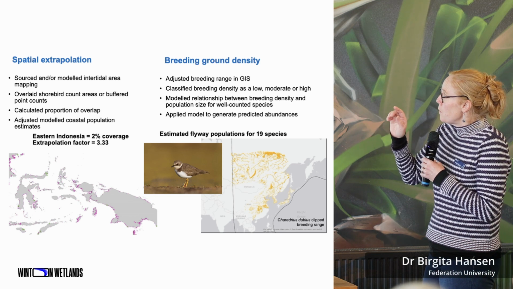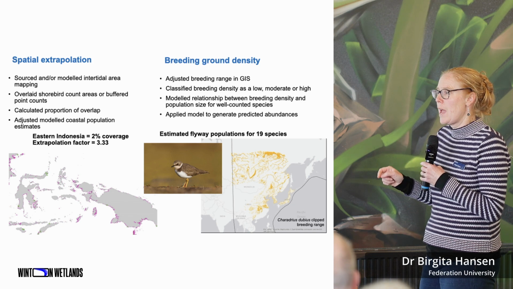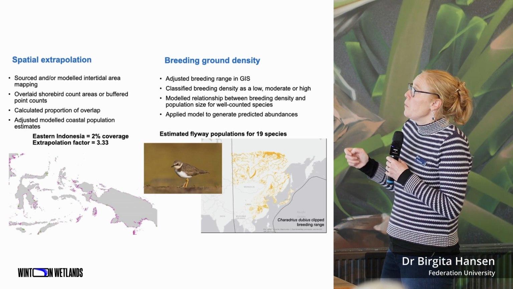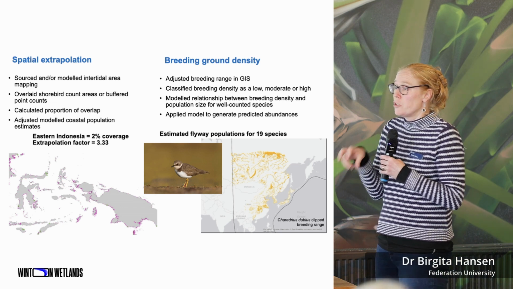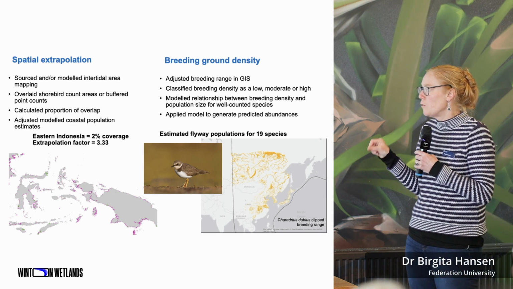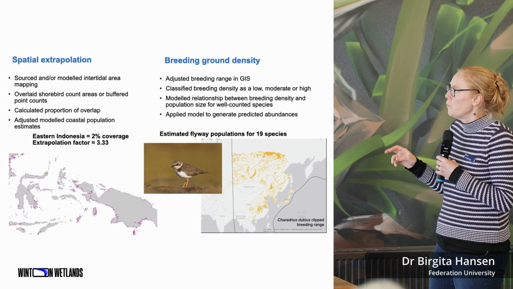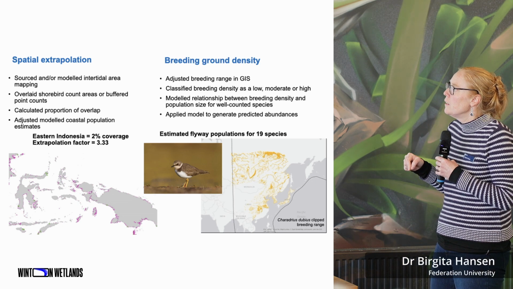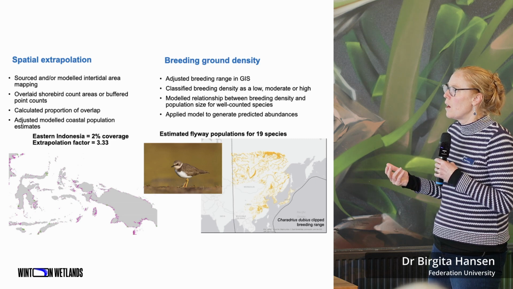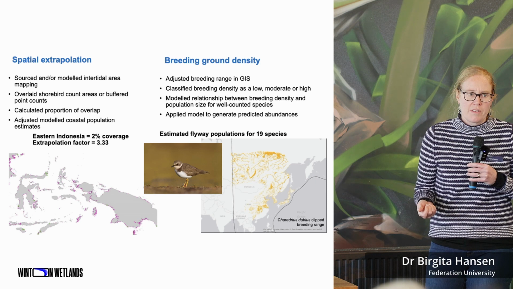So the spatial extrapolation, we sourced or modelled intertidal area mapping. We actually already had it for Australia, but we didn't have it for overseas. And then we overlaid shorebird count areas. So in Australia, that's really great. We've got polygons representing all the shorebird areas, but elsewhere in the flyway, they don't have any of that information. So we buffered their point count areas, and we calculated the proportion of overlap, and then adjusted our modelled coastal population estimates by an extrapolation factor.